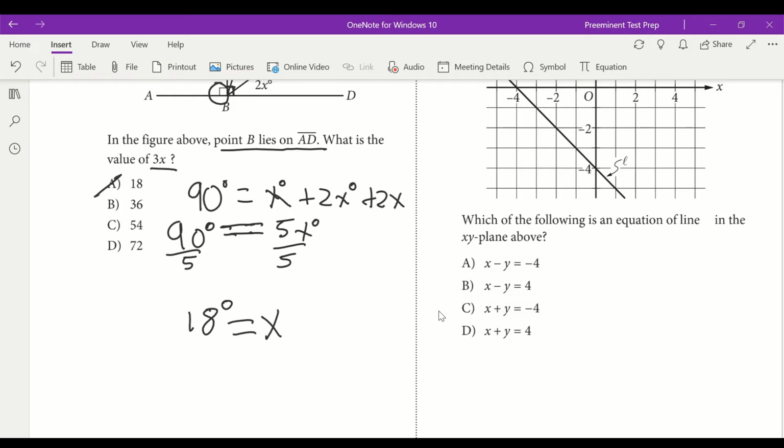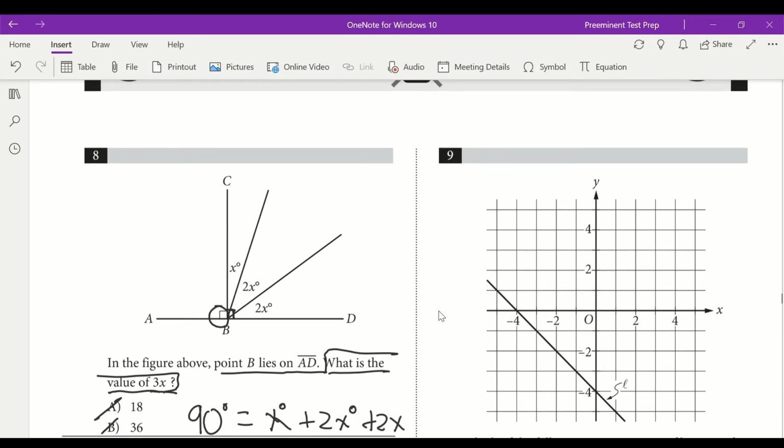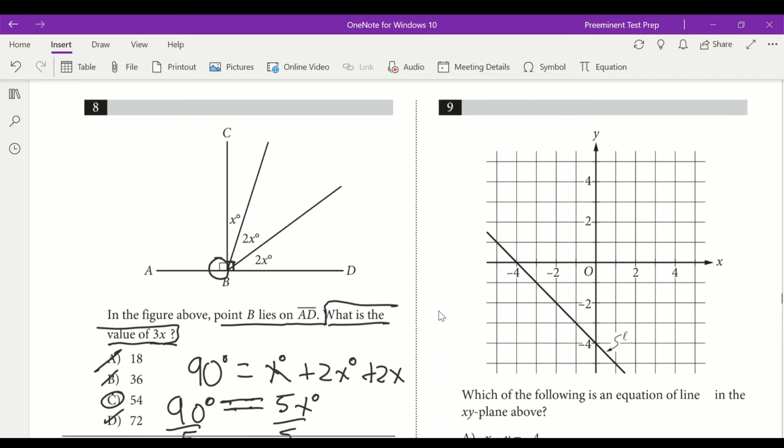In the SAT, they can put answers that seem right as you're halfway through the problem. But you always have to pay attention to what the question is asking you. The question is, what is the value of 3x? Well, 3x means 3 times 18. 3 times 18 is 54. So the correct answer is 54, which is C. You always want to be paying attention to what the question is asking.